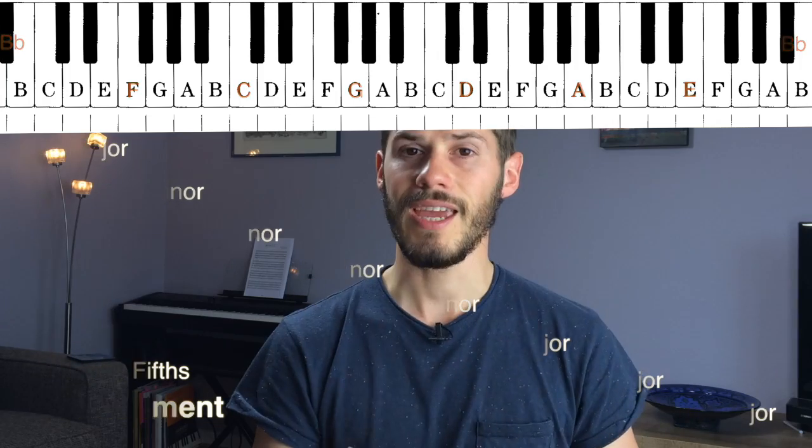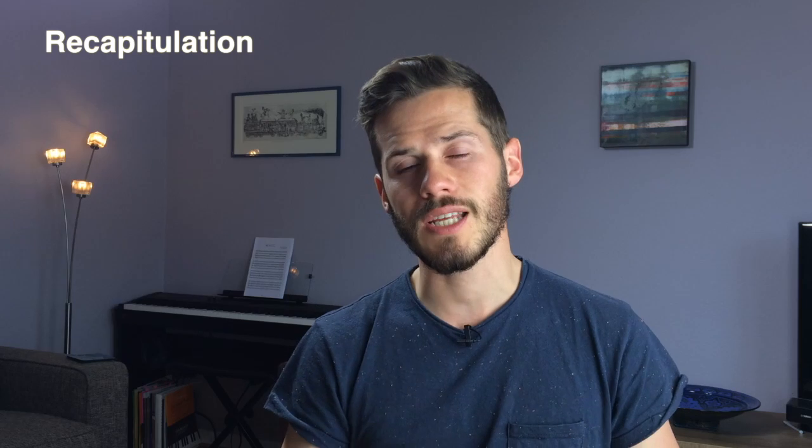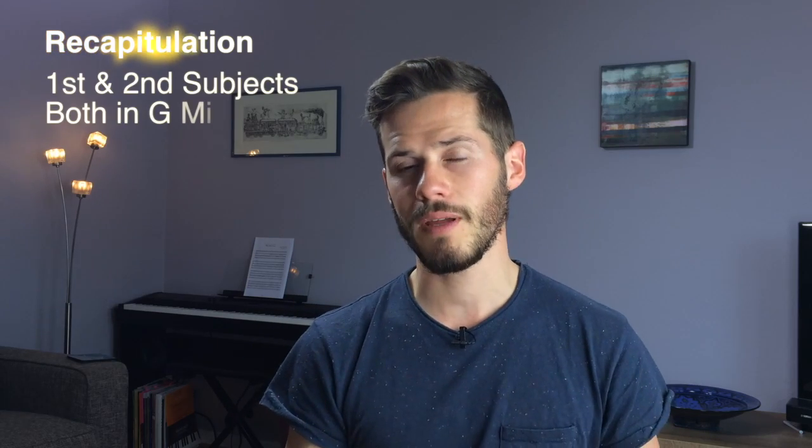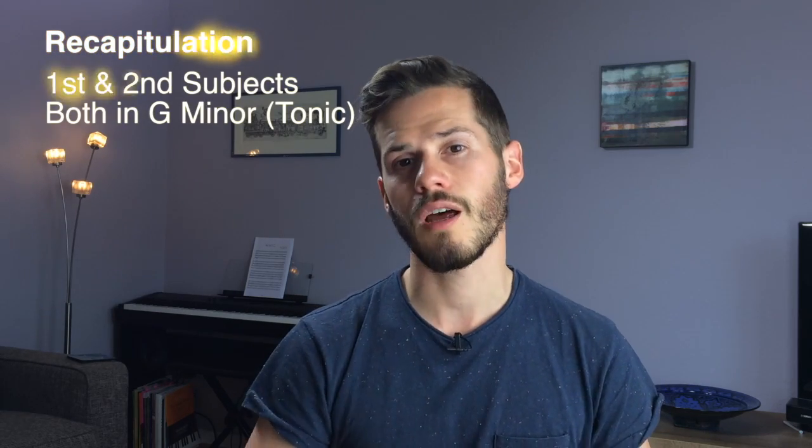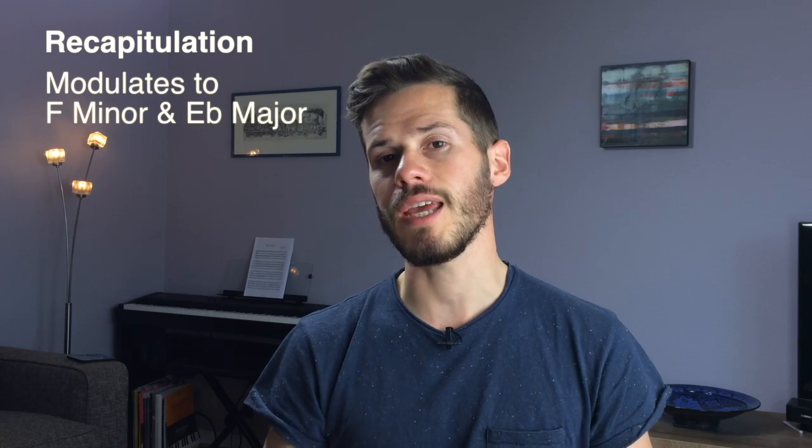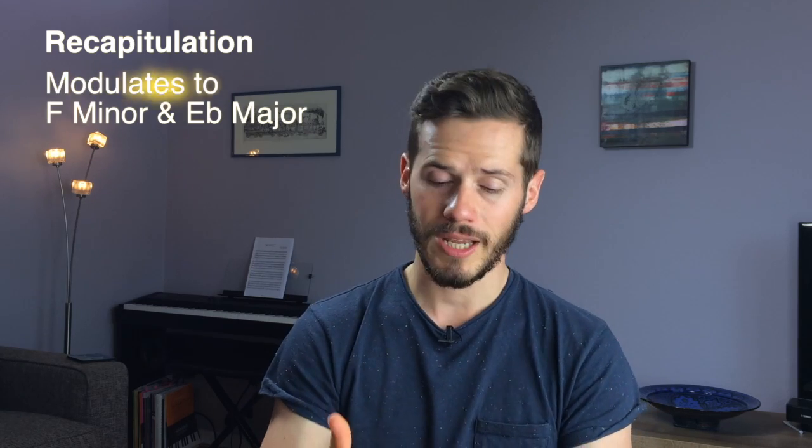In the recapitulation, the first subject and the second subject are stated again, but this time it's different to the exposition where the first subject was in the tonic G minor and the second subject was the relative major of B flat major. This time, in the recapitulation, both subjects are stated in the tonic of G minor. There is, however, some further exploration of new keys in the recapitulation, modulating to F minor and E flat major.